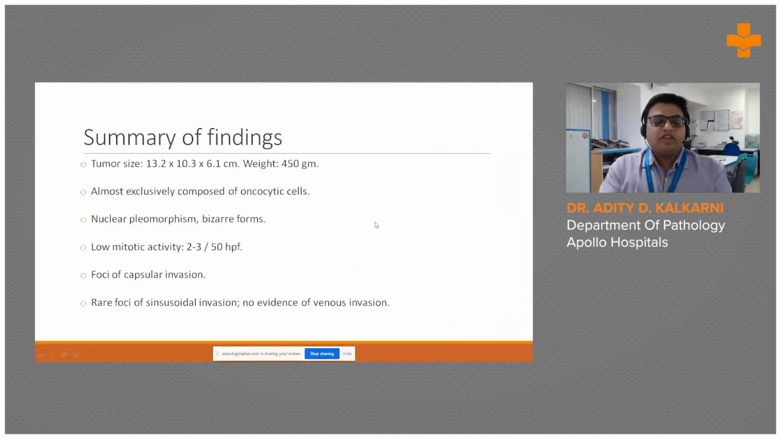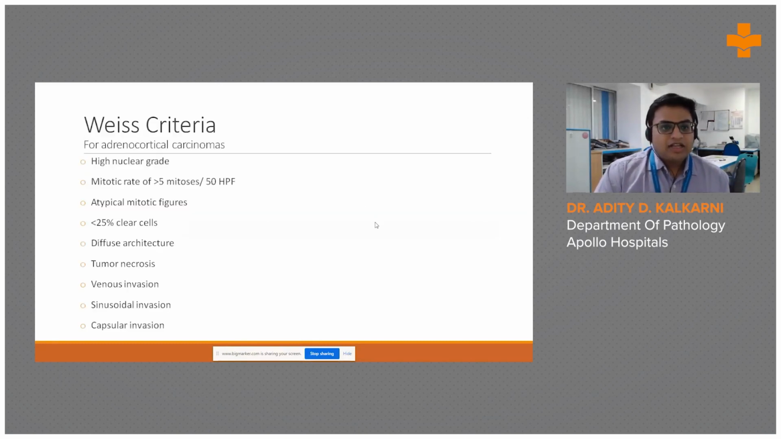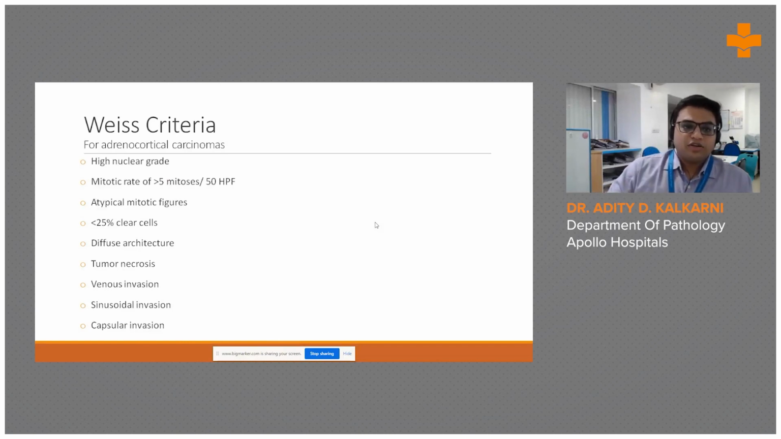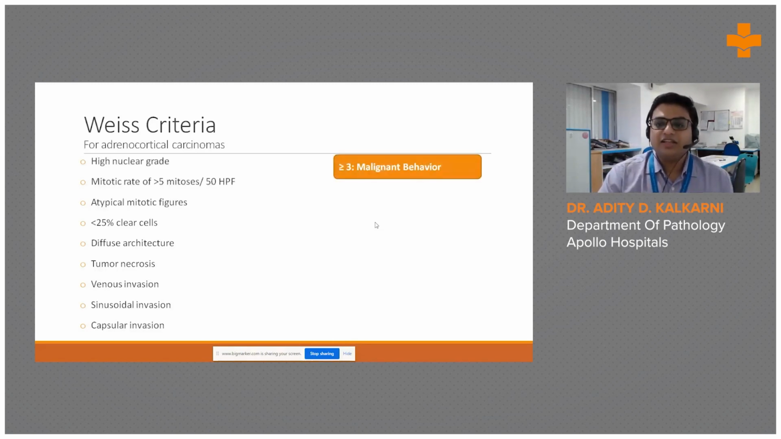Okay, so this is a summary of the relevant findings, and these findings led us to a diagnosis of oncocytic adrenal cortical neoplasm of uncertain malignant potential of left adrenal. And we will discuss exactly why we arrived at this diagnosis. As we know, adrenocortical neoplasms are tumors with a varied morphology, and the prediction of malignant behavior depends on assessment of these Weiss criteria. They are a set of 9 morphological features, and more than or equal to 3 features indicate malignant behavior.